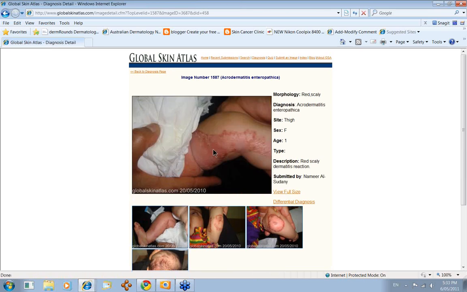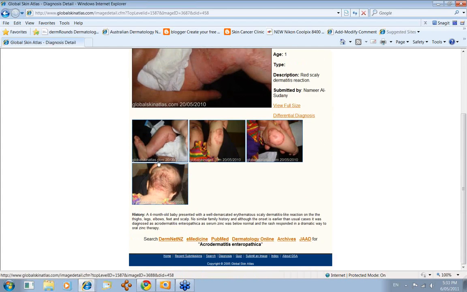Here's another one here. Again, look at the age, 1 or less. And again, this mixture of a dermatitic type process, but involvement in the nappy areas and some acral areas as well. Sorry, this was only a 4-month-old baby. And as has been said here, a well-demarcated erythematous scaly dermatitis-like reaction on the thighs, legs, elbows, feet, and scalp. No similar family history. Diagnosed as acrodermatitis enteropathica, as the serum zinc was below normal, and the rash responded in a dramatic way to oral zinc therapy.